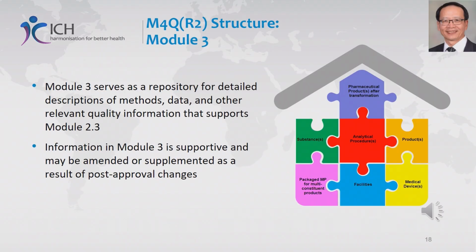Now let's move to Module 3. Module 3 continues to serve as a comprehensive repository for detailed information that supports Module 2.3, as we discussed before. Module 3 contains a detailed description of methods, data, and other relevant quality information. The information in Module 3 is supportive, and may be amended, changed, revised, or supplemented as a result of post-approval changes.